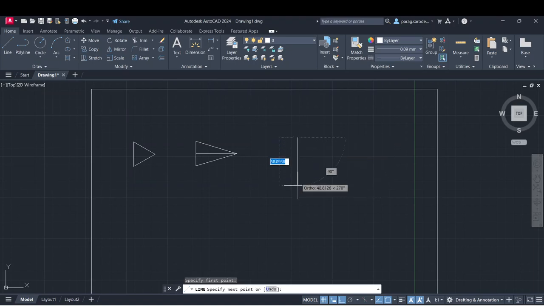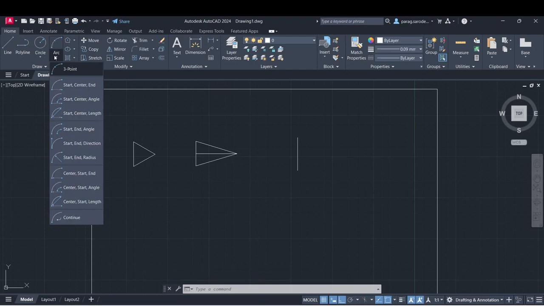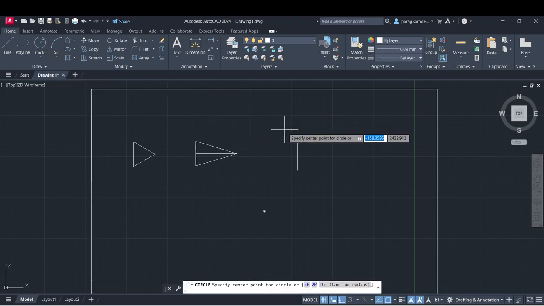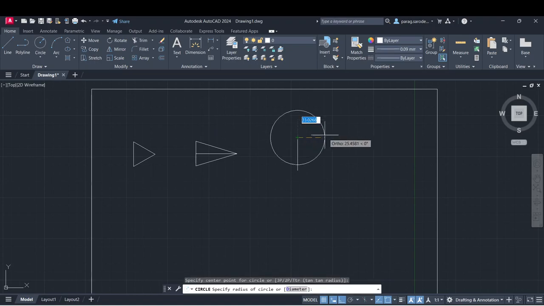So let us take this one side as, suppose, 40. Now we have one side as 30, another side as 50. For that, there are two methods. First, I can take a circle, taking this as a point, and I will take a radius of 30 here.